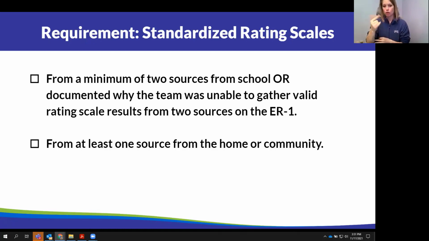For virtual students, did the student recently attend a brick and mortar school? There might be teachers there that know the student well enough to do rating scales. When it comes to parents, do some culturally responsive practices, listen to them, find out what the barriers are and address them.